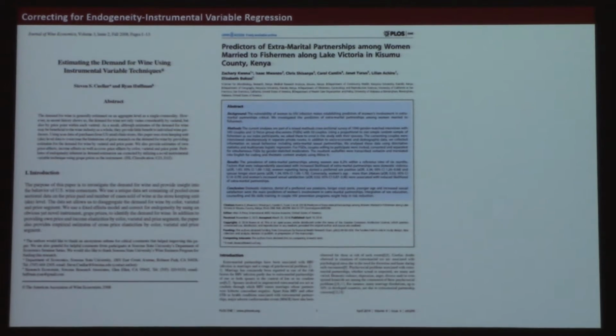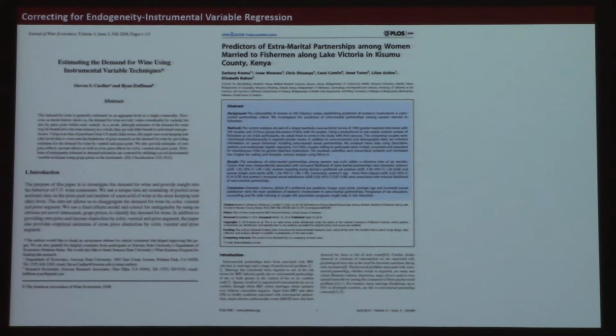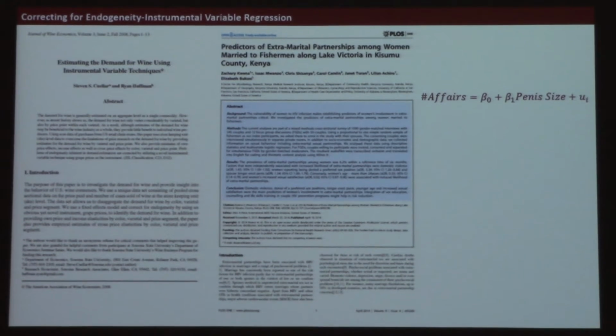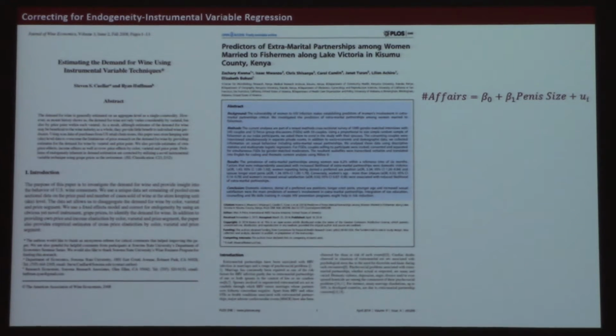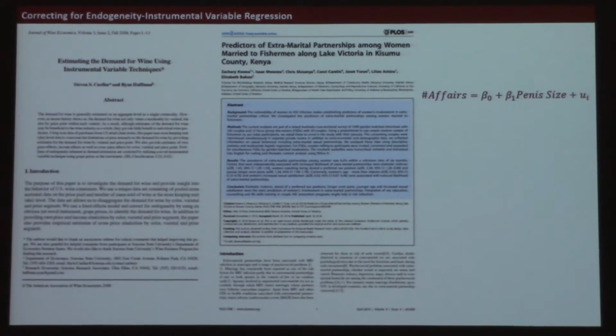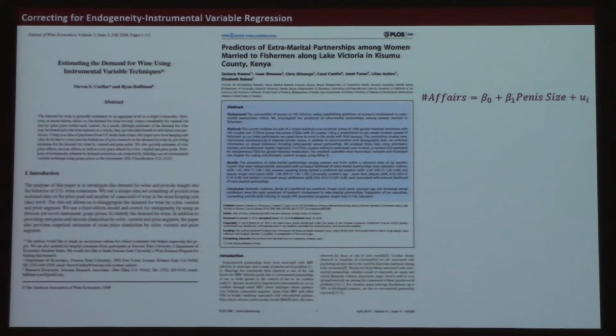This is another one of my favorite ones, but let's skip this one for a second. This is a weird one. I'll just show you the headlines for it. This paper is trying to predict the number of affairs among women in Kisumu County in Kenya, around Lake Victoria. And it turns out that women who were married to men with larger penises had more affairs. I'm not making this up, this is an academic paper.